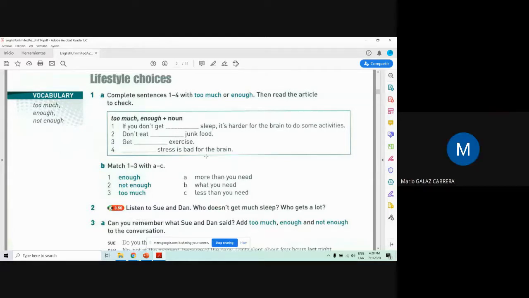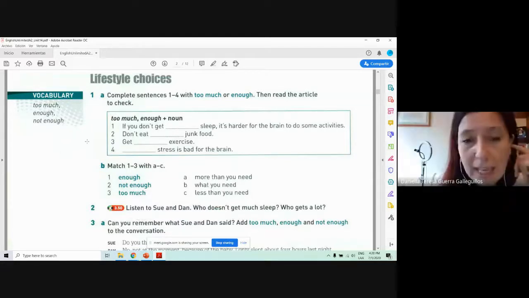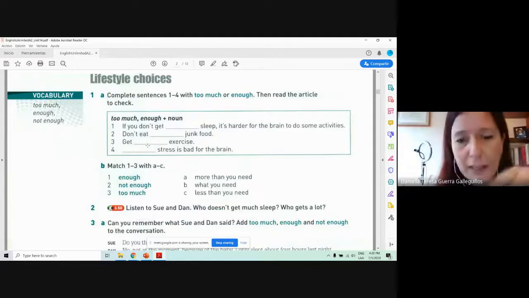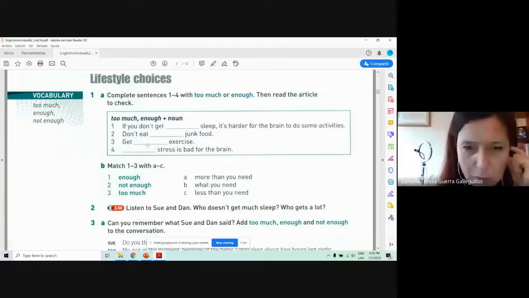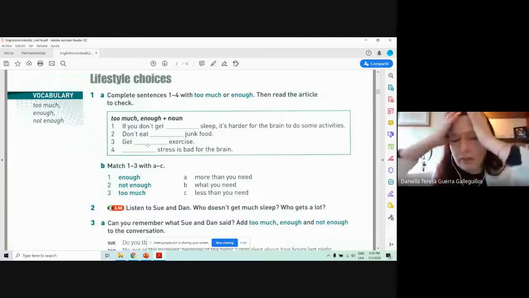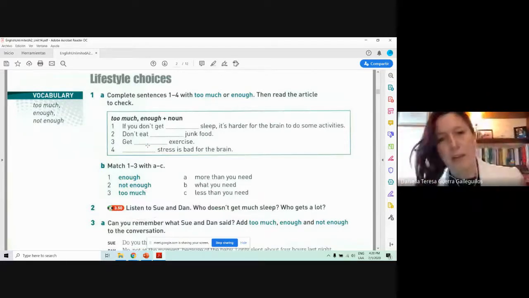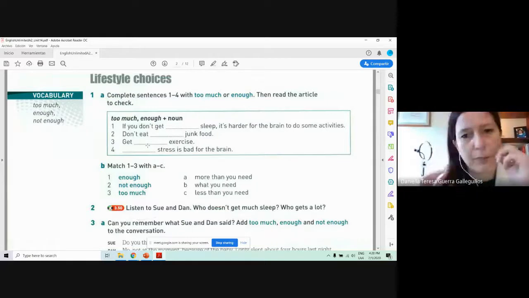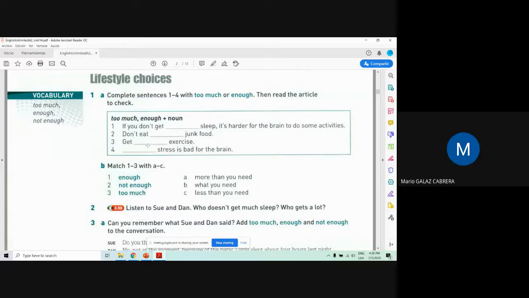No sé, Miss. No, get enough exercise. Get enough exercise. Get sufficient exercise. Do you understand the use of enough? Mario, ¿comprende bien cómo se usa enough ahí? No.